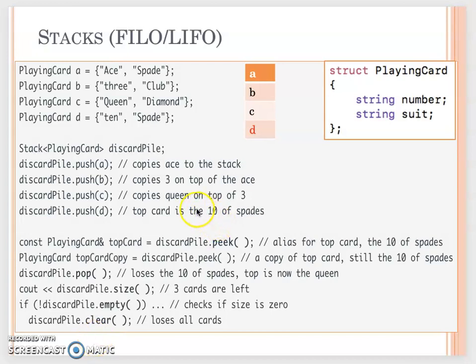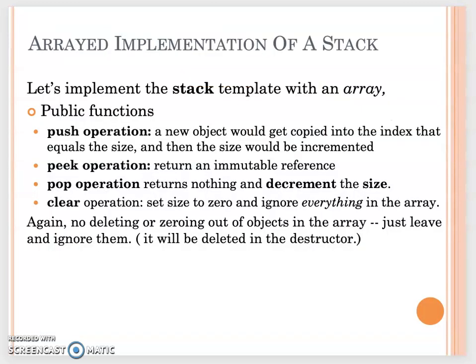So after we introduced the stack template, we're using the playing card as an object, as data. Now, how should we implement that? This way I show you, see A, B, C, D. It looks like an array, right? So that's why the first thing we want to do is implement our stack template.